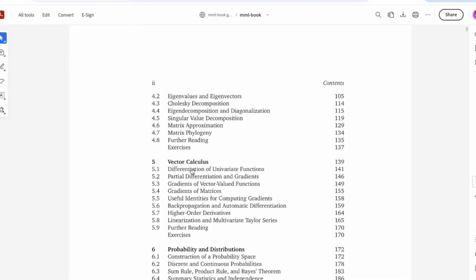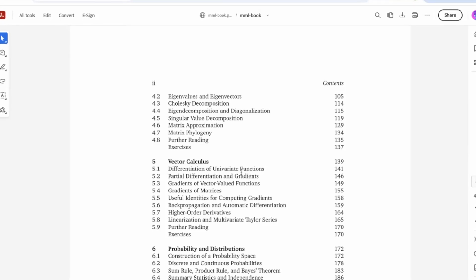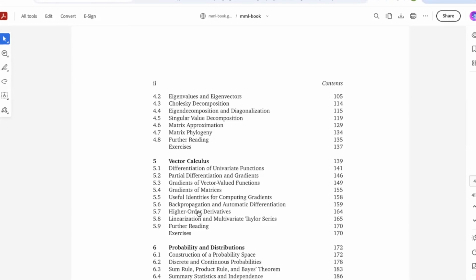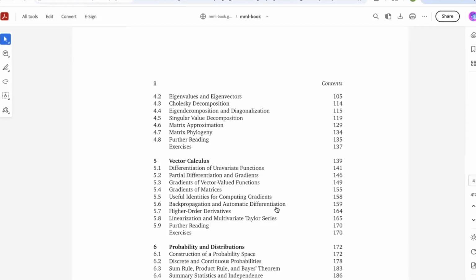This textbook also talks about vector calculus, starting with derivatives of univariate functions to partial differentiation and gradients, where we use these for multivariate functions, also vector valued functions and different ways of forming gradients, including backpropagation and automatic differentiation, which are the main tools used to train deep learning models.